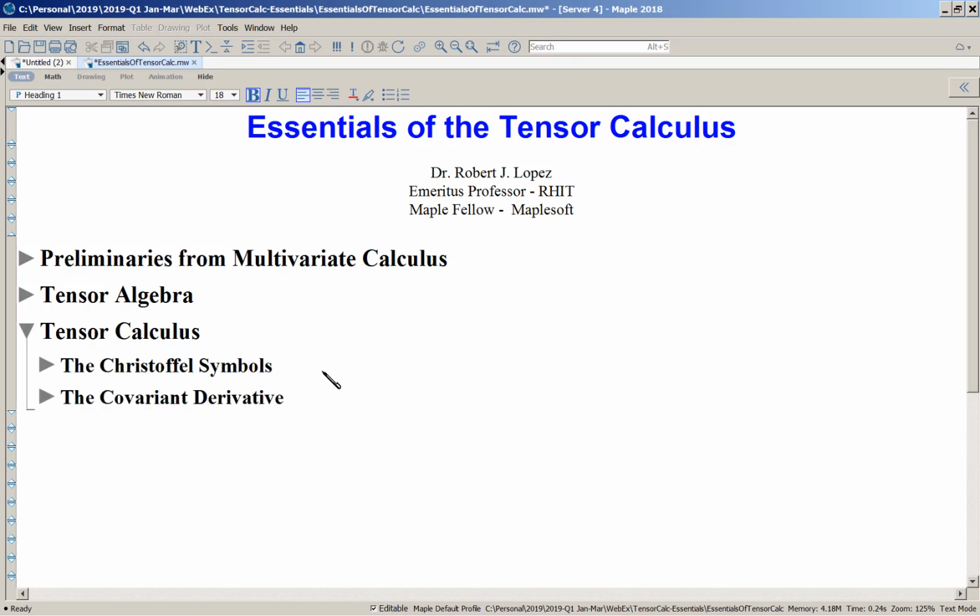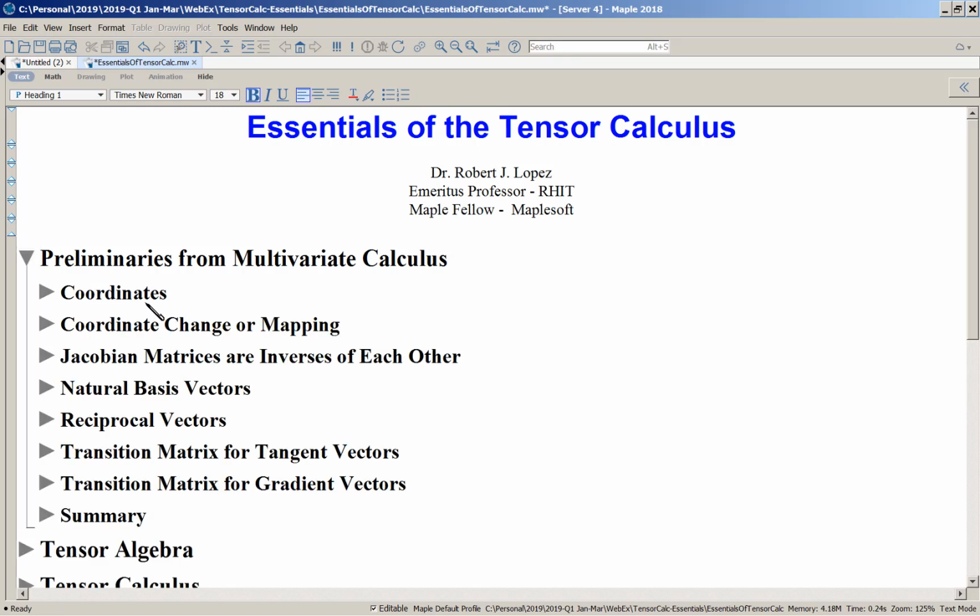The fourth and fifth cover what happens to a tensor under an infinitesimal change. That's what calculus is all about. And so that gets you into Christoffel symbols, and there's enough material there in Christoffel symbols to constitute one webinar. And then once you've got Christoffel symbols, you can talk about covariant derivative, which is differentiation of this tensor object, and that will be the final webinar.